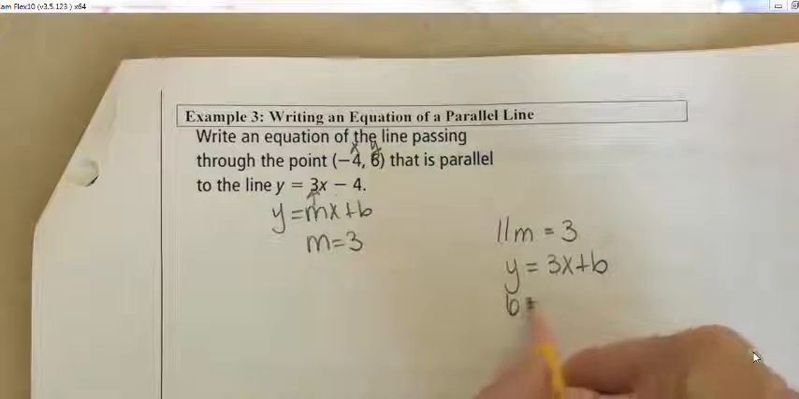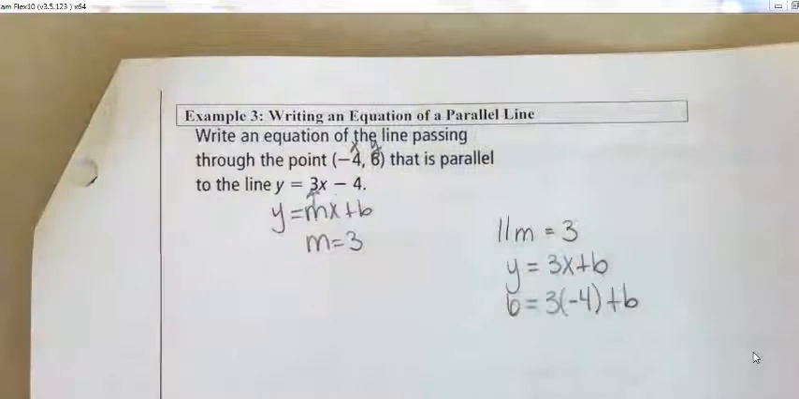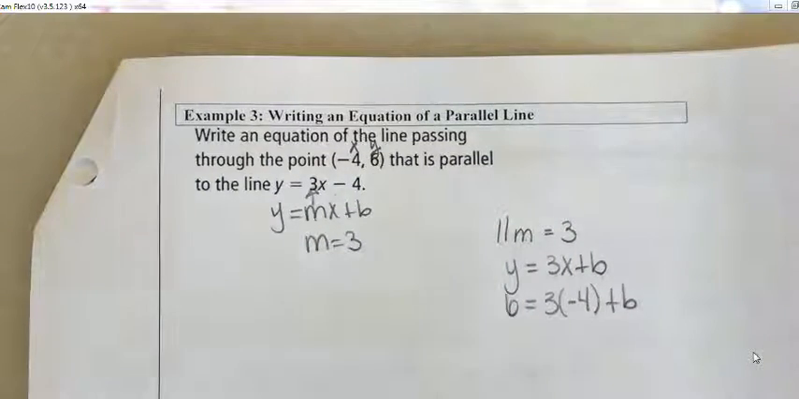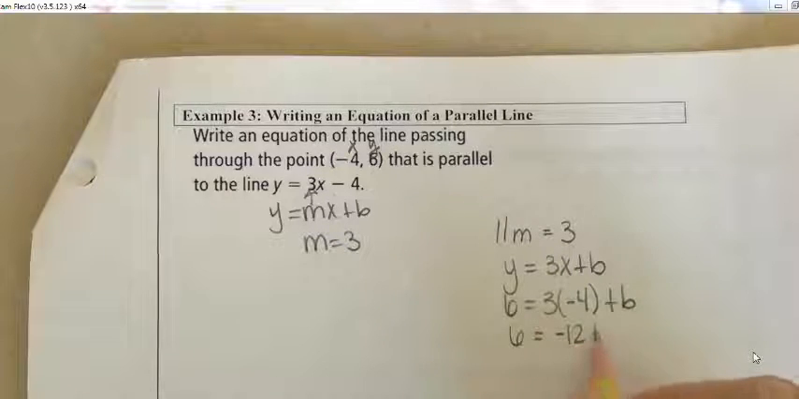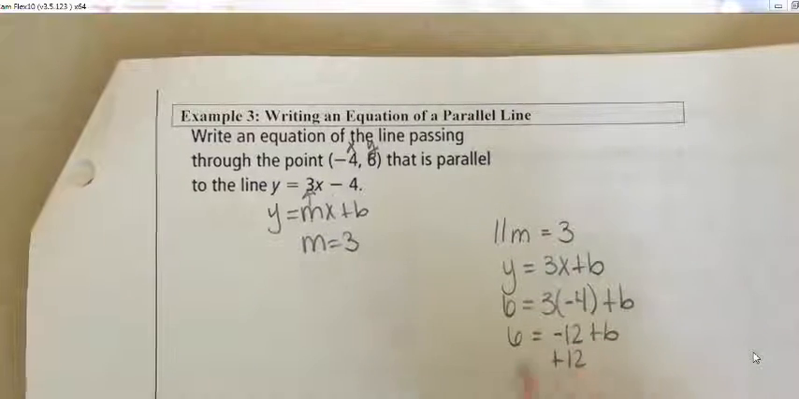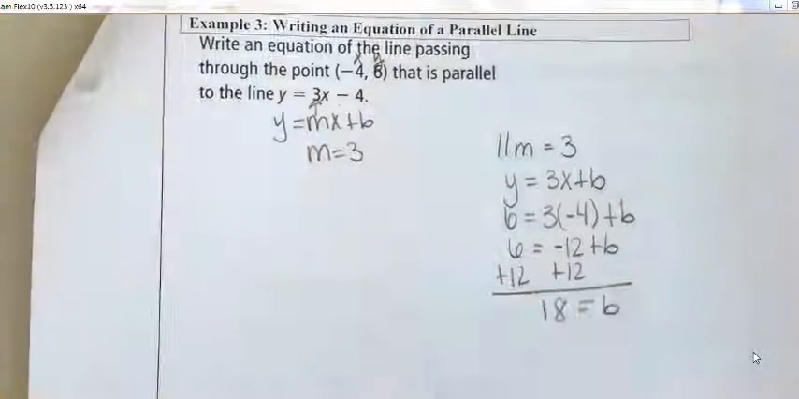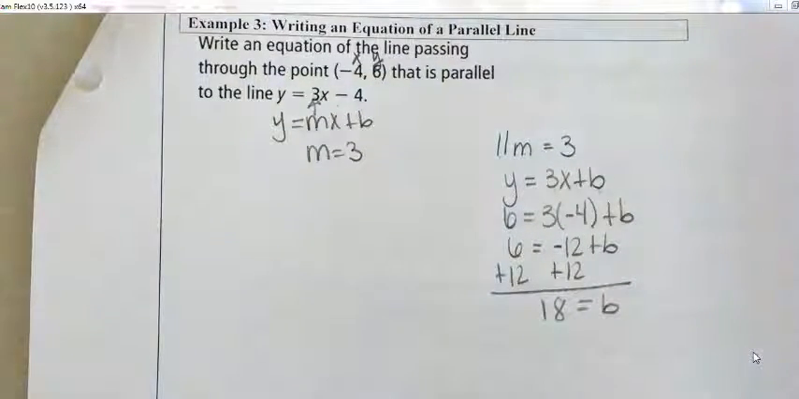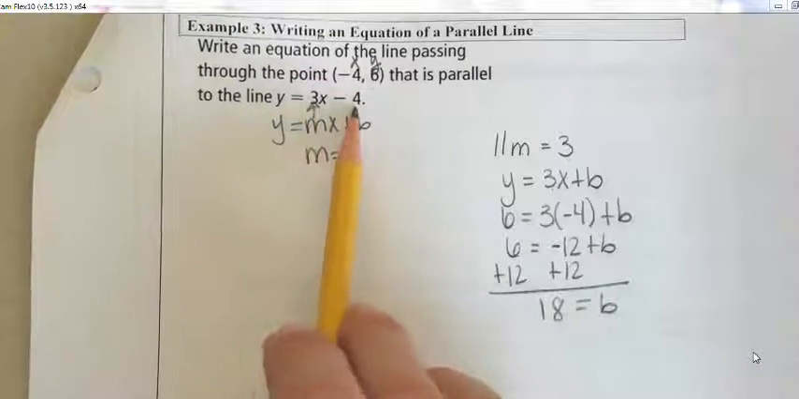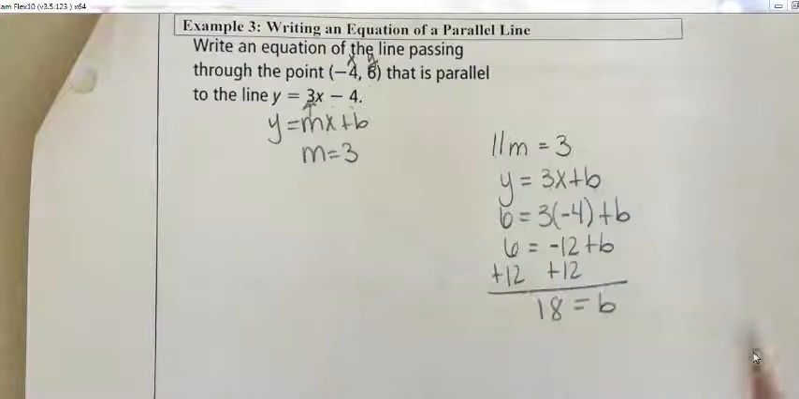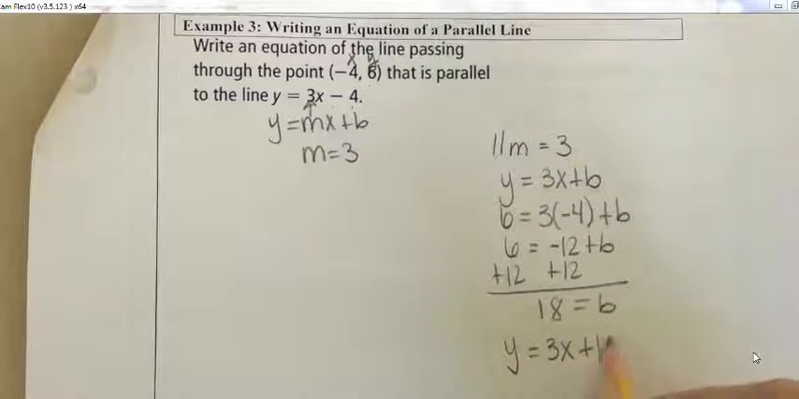Okay, so I'll plug 6 in and -4. Okay, and now I got to solve. So 6 equals, let's see, that's -12 plus b. Add 12 to both sides, trying to figure out what our y-intercept is. So b equals 18. Okay, so the equation of the line that is parallel to this has the same slope, but it has a different y-intercept. It has a y-intercept of 18. So my parallel line is y equals 3x plus 18.